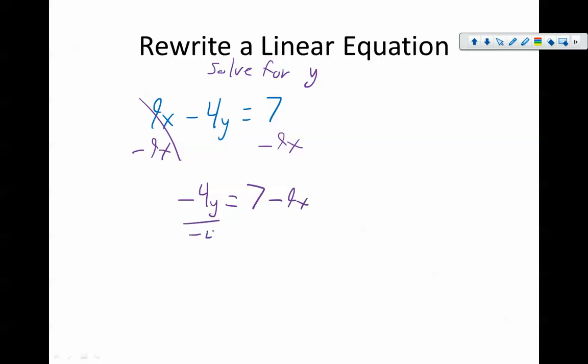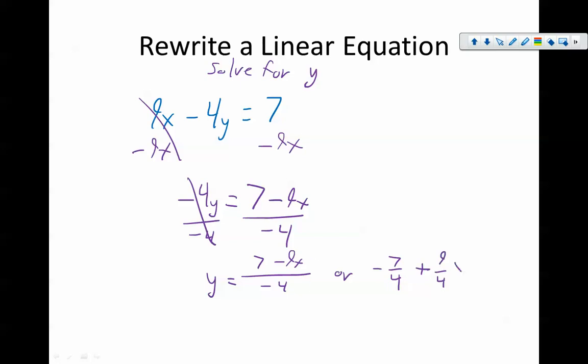Now we're going to divide by negative 4, just like we did in the last example. And those cancel. So we have y equals 7 minus 9x over negative 4. Or like I said, you could write it as negative 7/4. That would be plus, because a negative divided by a negative, plus 9/4 x. Either of these are kind of acceptable solutions.